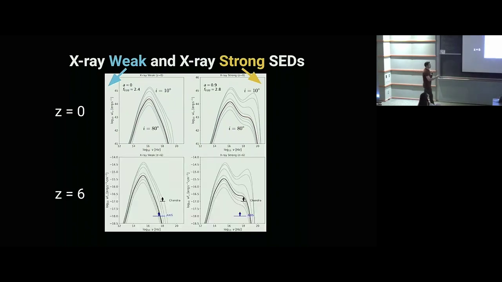If we shift, again, these SEDs to high redshift, you can see that the X-ray weak SEDs are almost completely invisible to Chandra, except if seen very close to the pole, but they can be completely observed at any inclination angle by future X-ray observatories.